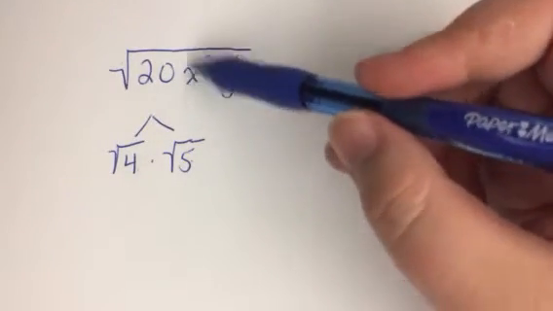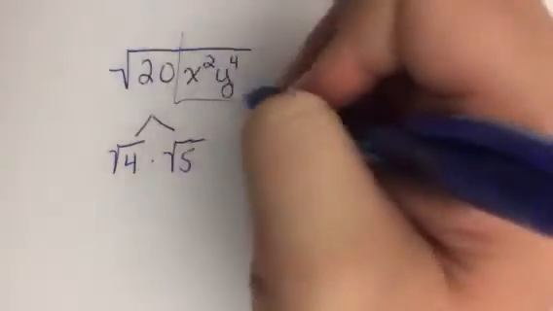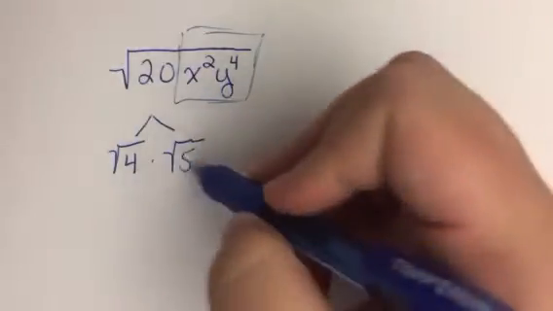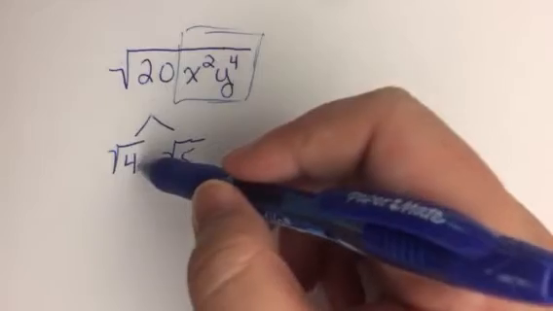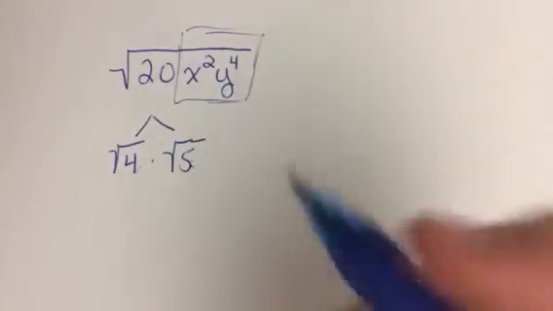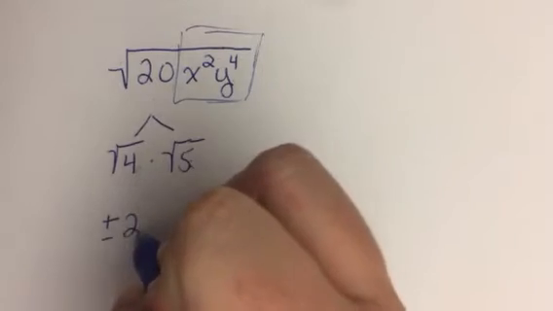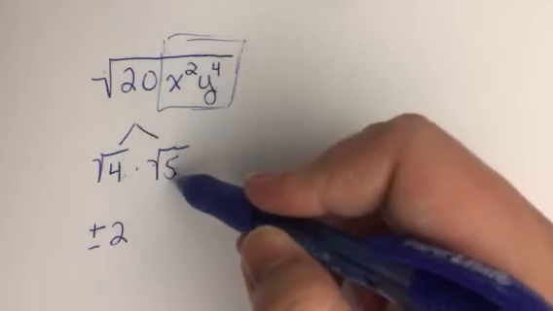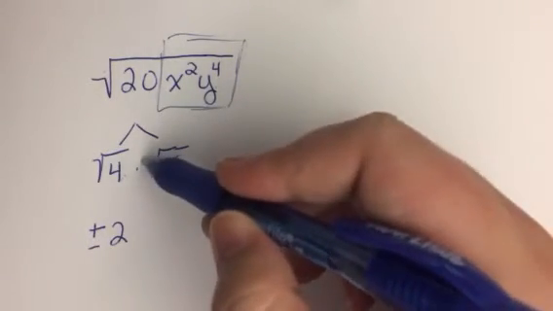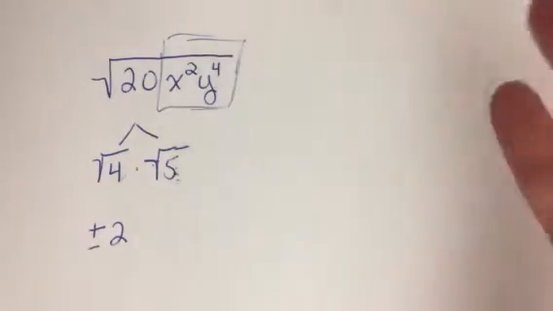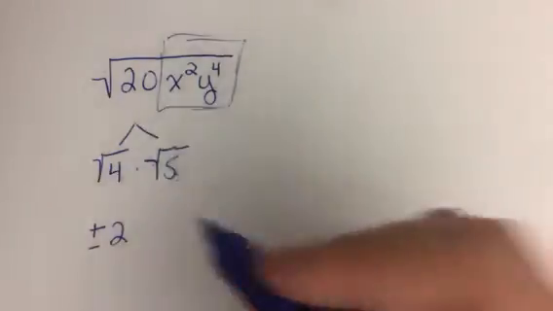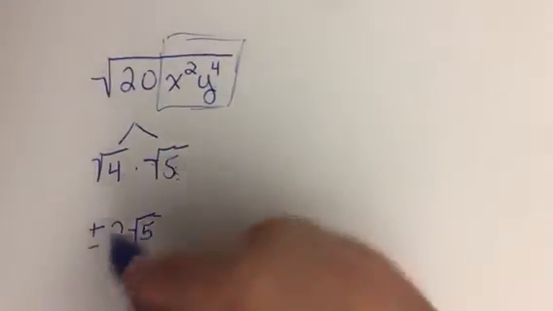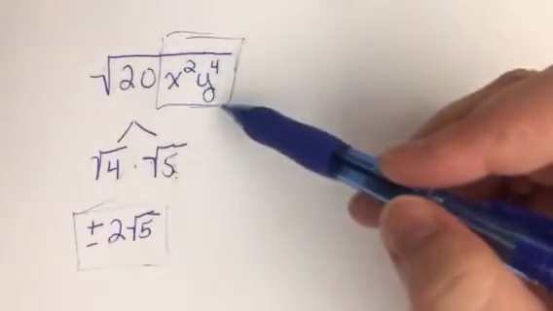Now you notice I'm ignoring the variables for just a moment. Let's box those off and leave those off to the side and deal with this first. The square root of 4, as you recall from the last video, is going to be plus or minus 2. 5 is a prime number, therefore we cannot factor this any further, and taking the square root of 5 is going to give us a decimal, and we don't want to deal with that right now. So we're going to leave the square root of 5 just as the square root of 5.